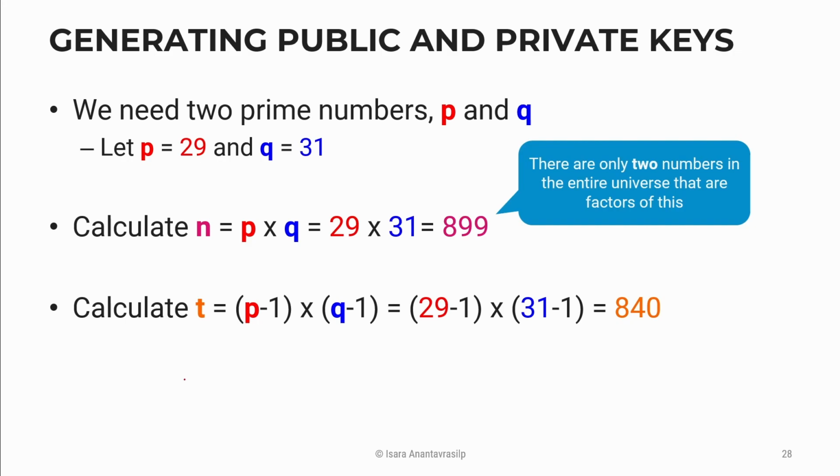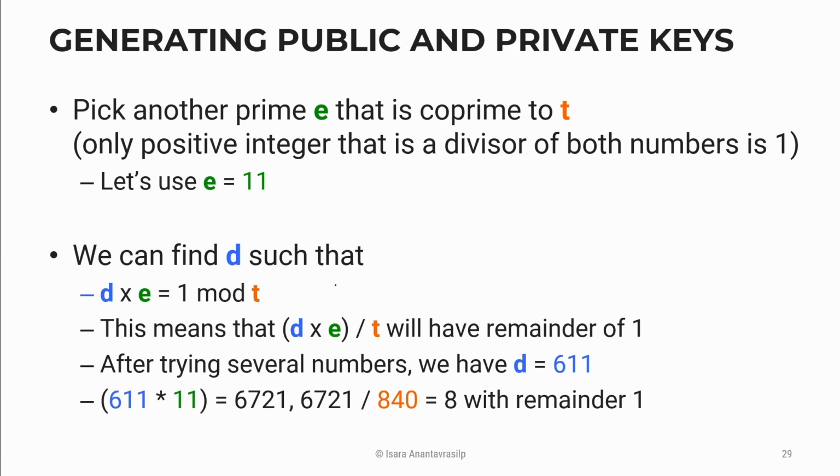Next, we calculate T by multiplying P minus 1 and Q minus 1. In this case, we have 28 multiplied by 30, and we have 840. Next, we're going to pick another number, E, that is a coprime to T. What it means is that the only positive integer that is a divisor of both numbers is 1. So let's just pick 11.